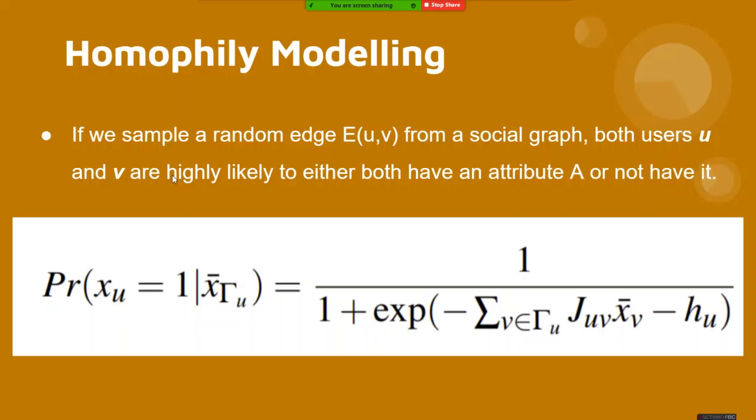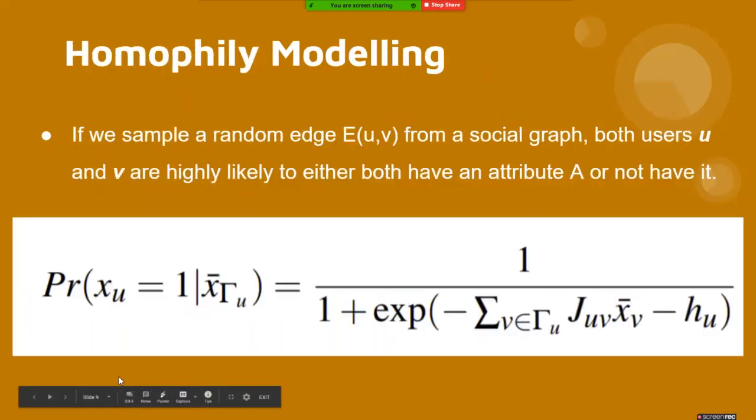Then we now want to consider the neighbors. So we want to use the social graph. For this, we will use the homophily definition, but now we will provide a more formal definition of homophily, and that is if we sample a random edge E between two users U and V from a social graph, then both users U and V are highly likely to either both have an attribute A or not have it. So this is expressed here by this summation over all the neighboring users. The gamma here expresses the set of neighbors, and V expresses a single neighbor at a time, and J is the homophily term, which we will see now how this can be interpreted.